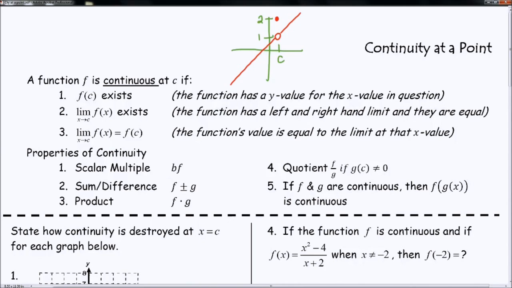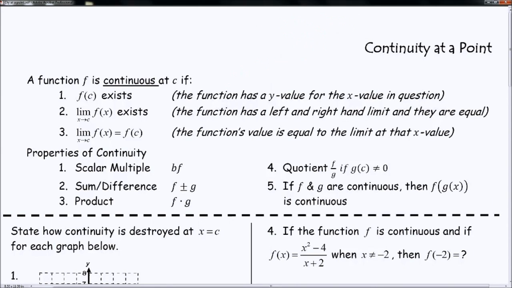My f of c is equal to 2. That's where my point is located. My limit as x approaches c of f of x is equal to 1. These two numbers are not equivalent. My point is at 2, my limit is at 1. I essentially have a jump. And that's what number 3 is talking about. My point actually has to be at the same position where my limit is.